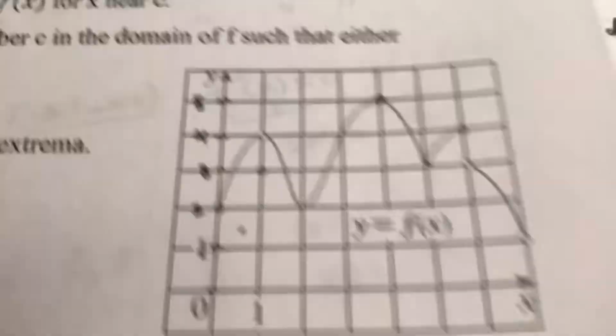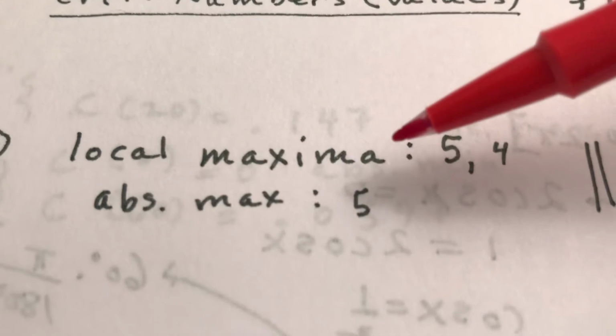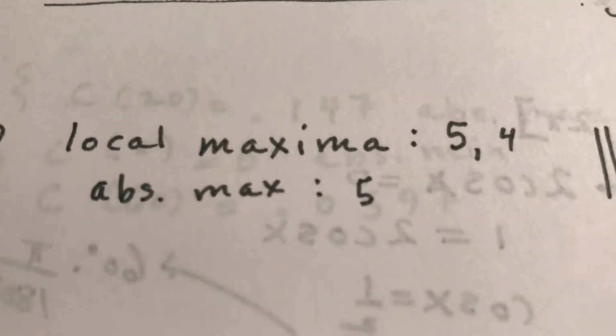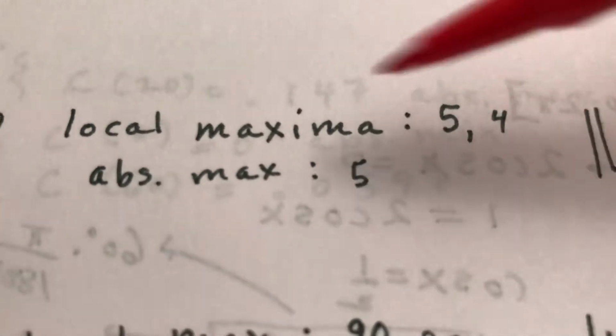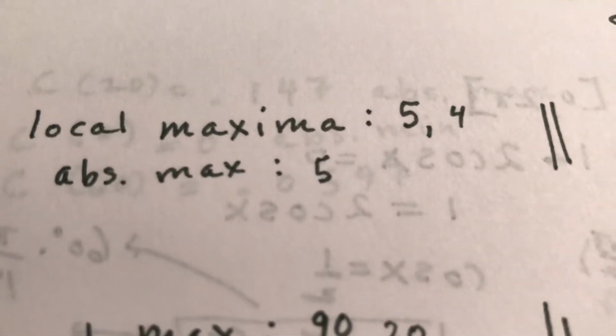So what are the local maximums? I will write them over here. Our local maximum is at 5, or the local maxima, plural, is 5 and 4. And notice that we're giving the y values. Now the absolute maximum is 5 because that's the highest point on the graph.